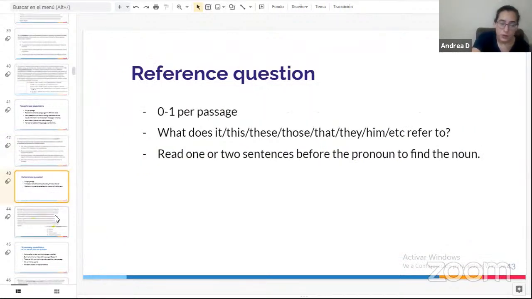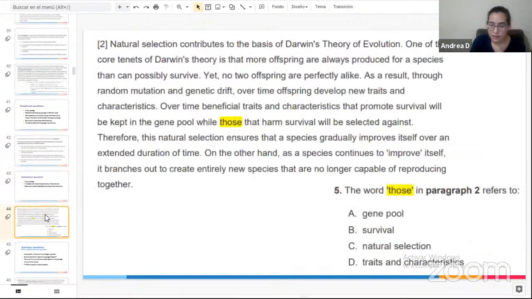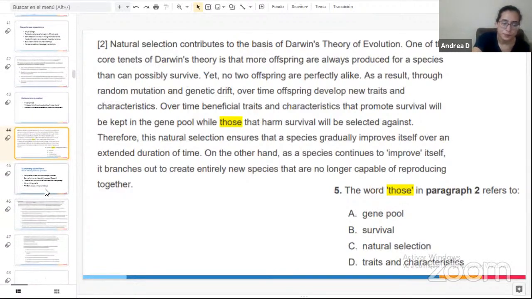Then we have reference questions, which we saw last class. In this case, they were asking you to find out what a certain pronoun refers to. So what does the word "those" refer to, or what does the word "it" refer to? And you just needed to choose the subject or the noun. So we looked at that last class.